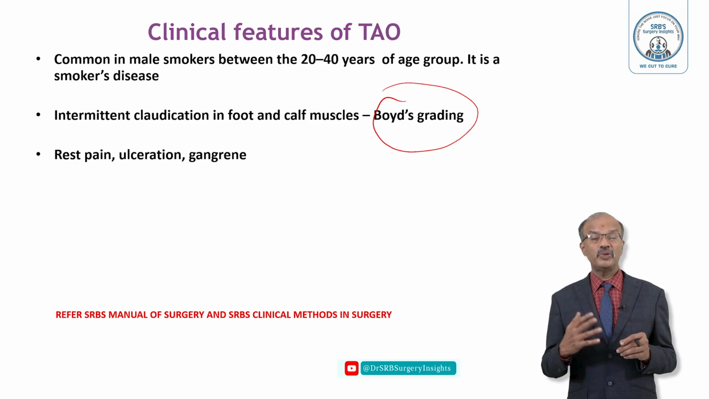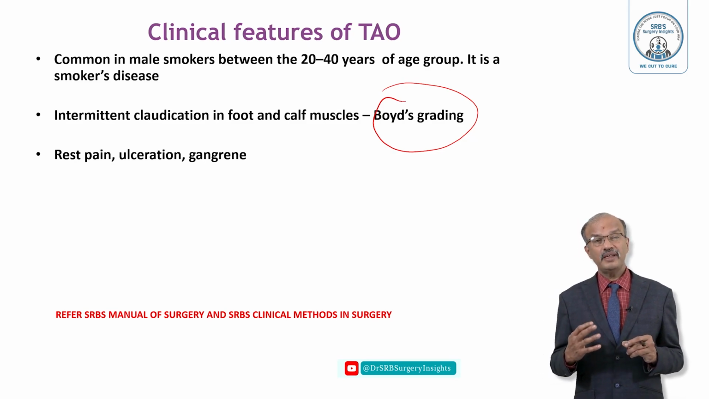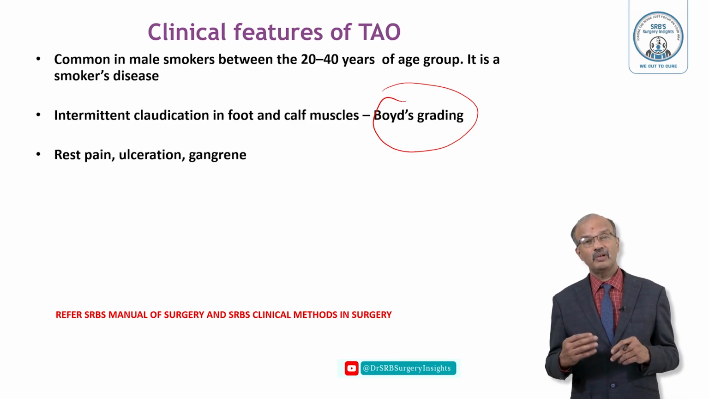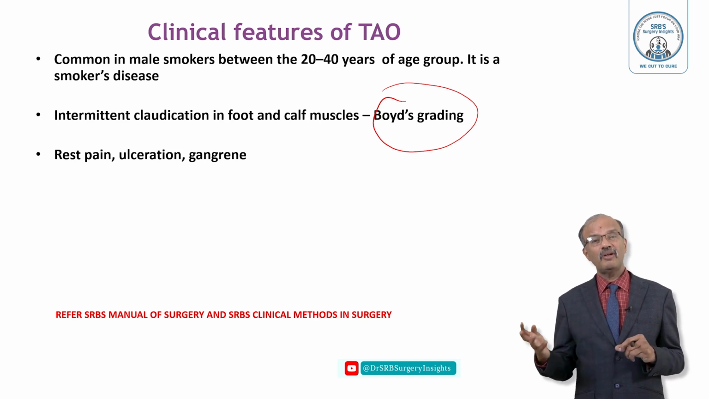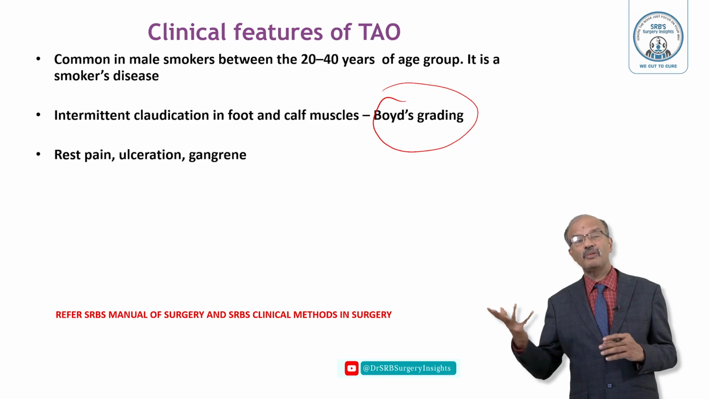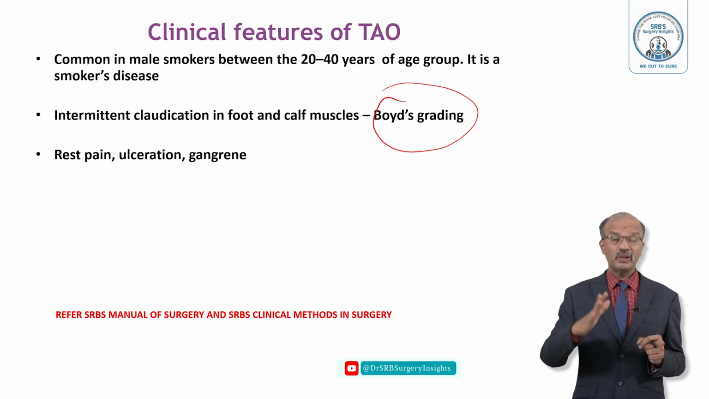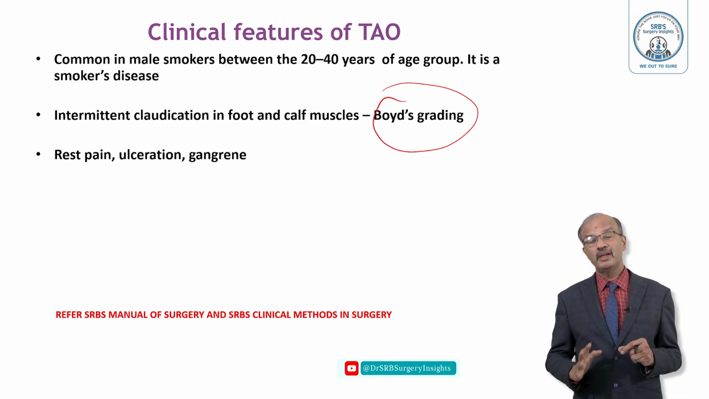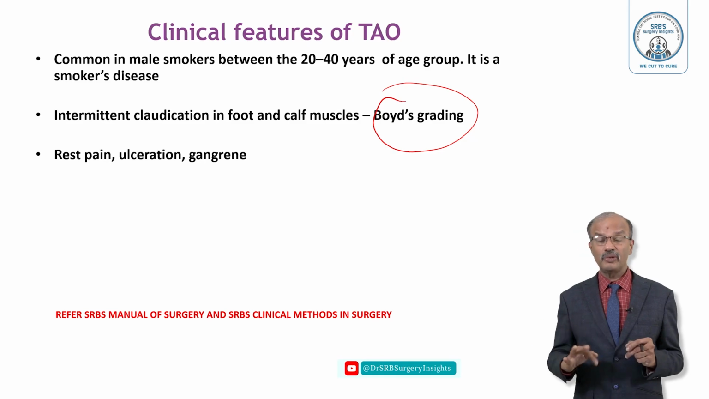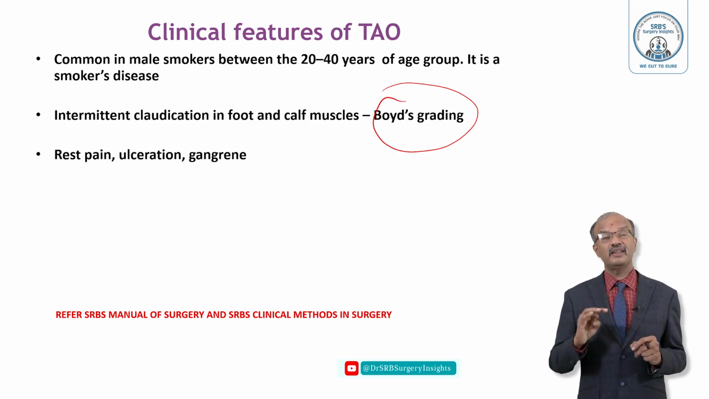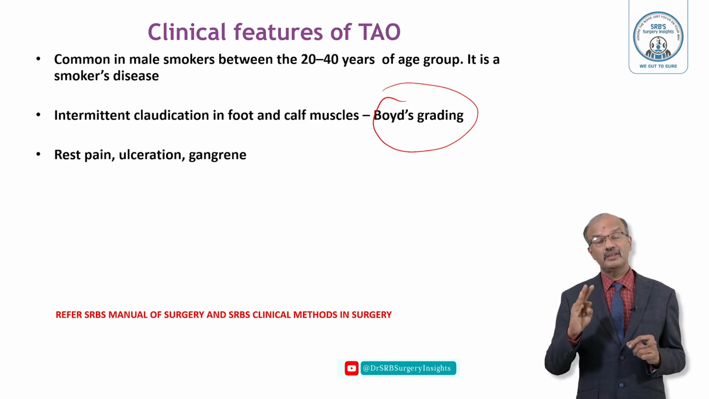Whereas grade 2 is they will have a pain and they will have to take rest to relieve the pain. And grade 3 is they will not continue. They will continue for a few steps, then won't be able to. Whereas rest pain is not a component of Boyd's grading. Remember, rest pain is totally different. Only 3 grades in the Boyd's grading.